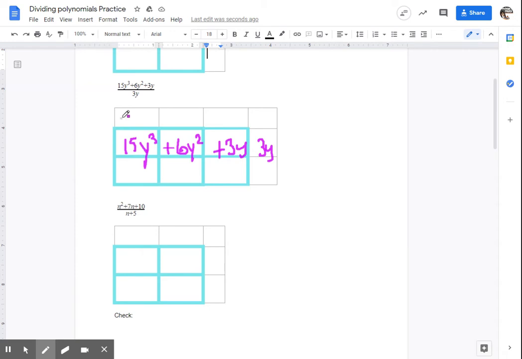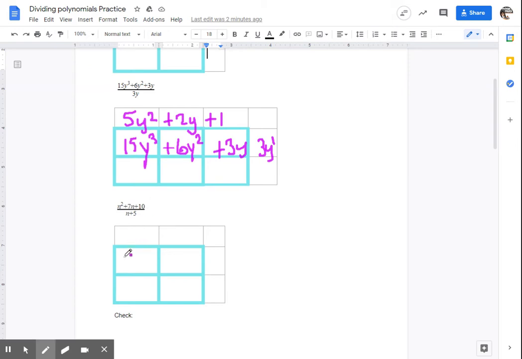So 15 divided by 3 is 5. When you're dividing variables, you subtract the exponents. So there's 3 right here, and there's an imaginary 1, so that would be y^2. 6 divided by 3 is a positive 2, and divided by y would be y. 3 divided by 3 would be plus 1, and then you're dividing these y's out, so they're going to cancel out.